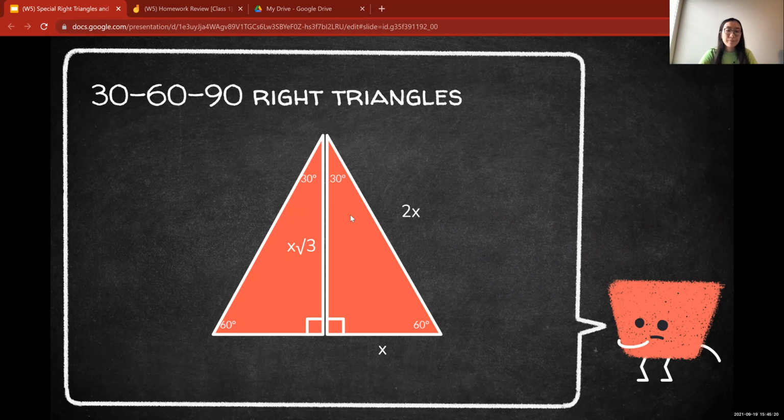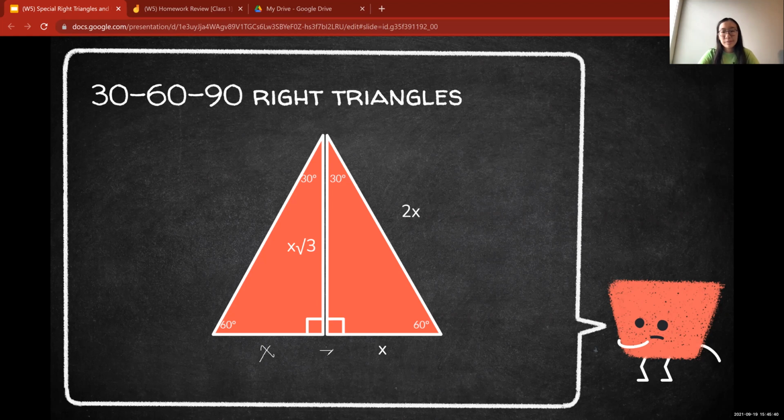All right, so something interesting is that a 30-60-90 right triangle is just an equilateral triangle that's cut in half. And so that makes sense. That explains why x, the short leg, is half the length of the hypotenuse. But now, how did we get x radical 3?